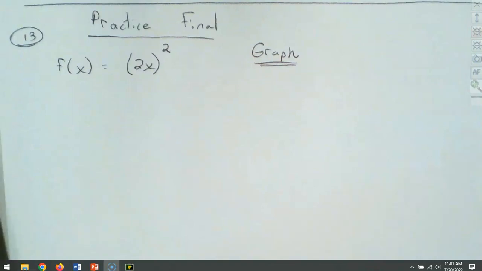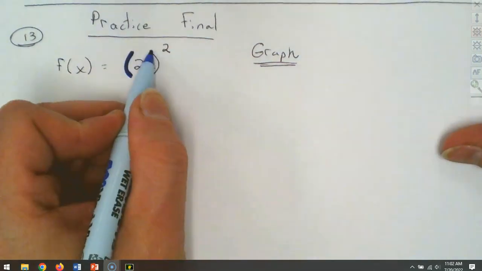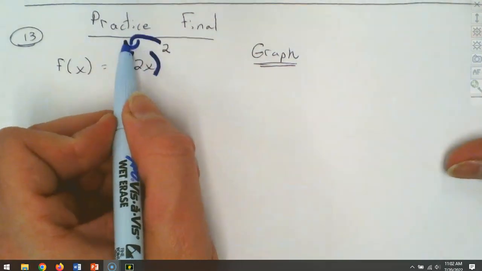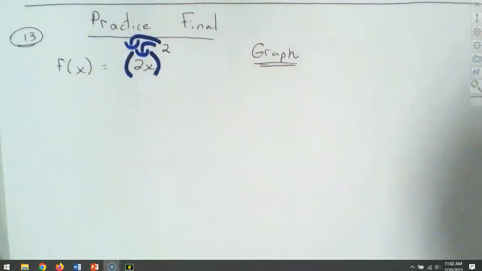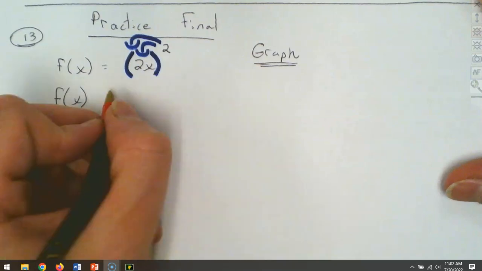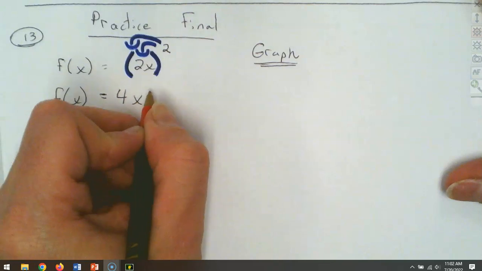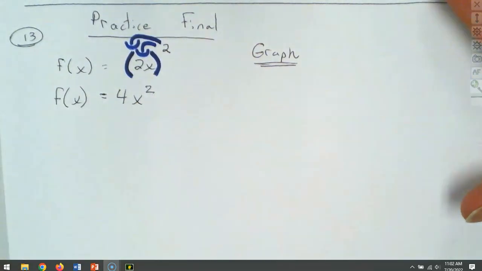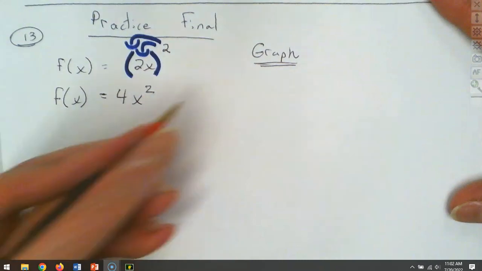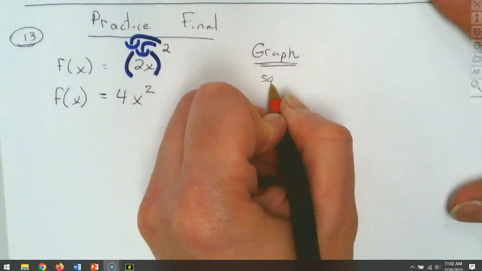The important concept I want you to see here is that the parentheses are outside, right? So that square has to be distributed through. If I were to distribute that square through, then I would get f of x equals 4x squared. Now we covered these last week when we started graphing these types of equations. What is the graph of this going to look like? Well, what operation is around that x? It's a square, so we're going to use the squaring function.